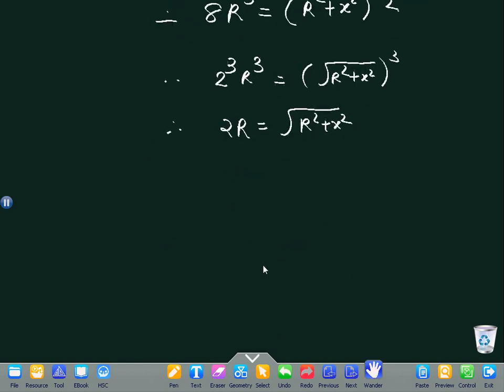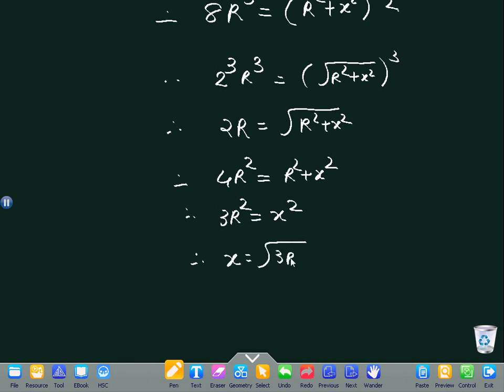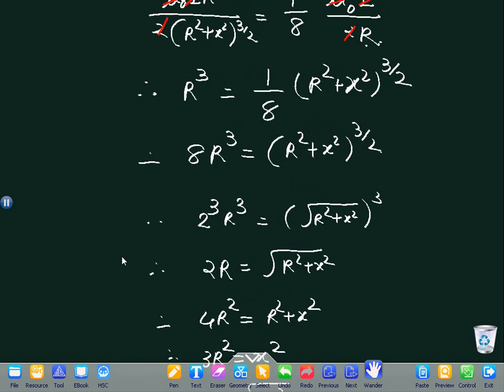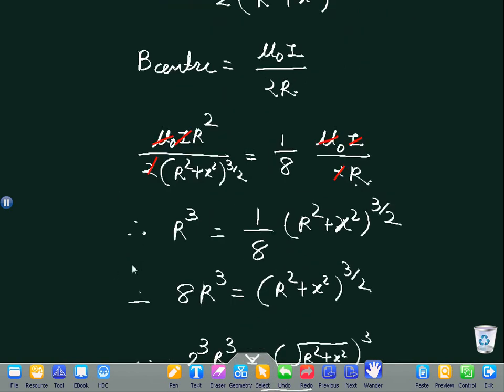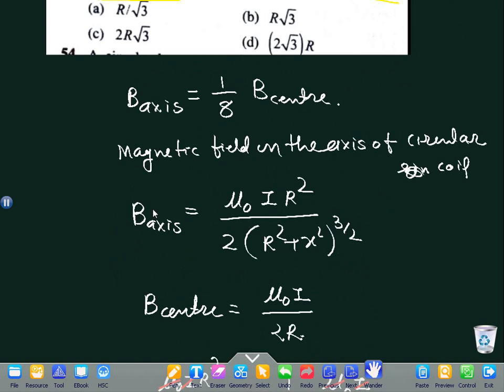Now to determine the value of x, let's take square on both the sides. So it is 4r square is equal to r square plus x square, and therefore 3r square is equal to x square, and therefore x is equal to root of 3r square. Therefore it is root 3 r, and so the value of x is root 3 r. So in this way we get the answer, that is root 3 r. So the answer is root 3 r, option number B. So B is the right answer.